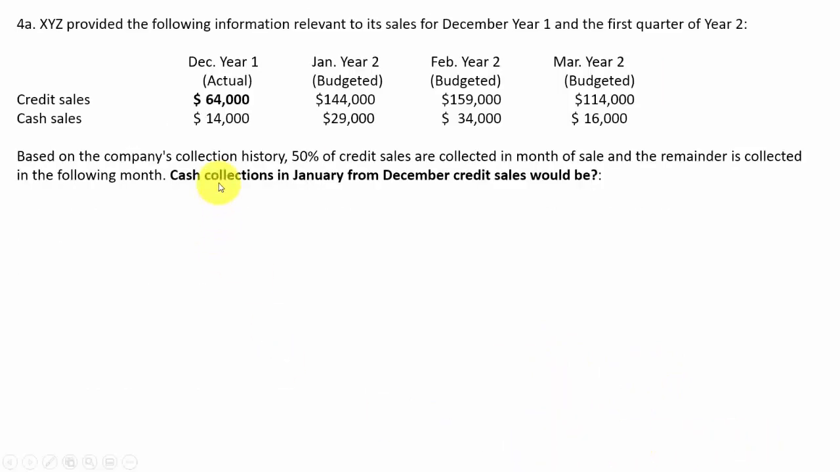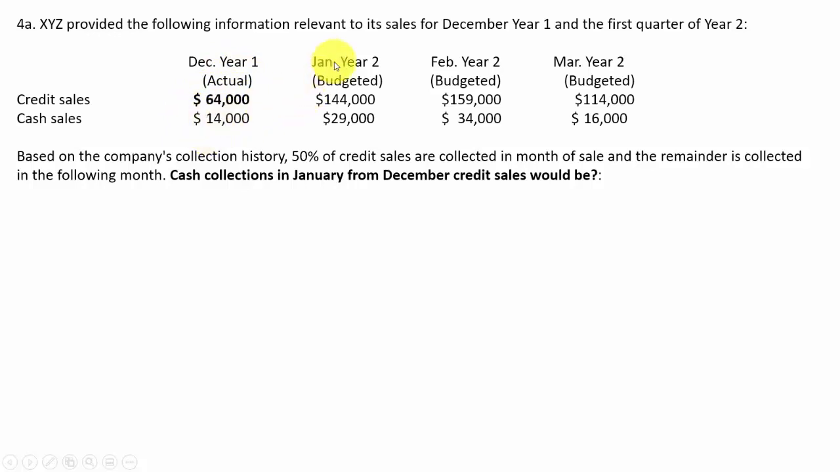In this question, XYZ provided the following information relevant to its sales for December year 1 and the first quarter of year 2. The first quarter would be the first 3 months of year 2, so it'd be January, February, and March. So they give us this information telling us that we have credit sales and cash sales, which would be actual sales that we had for year 1 December, $64,000, cash sales $14,000.